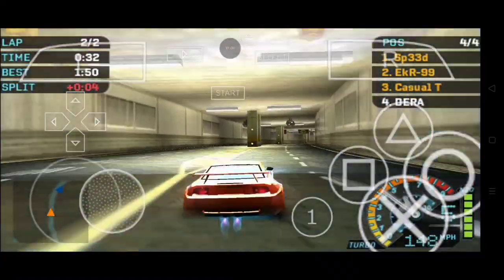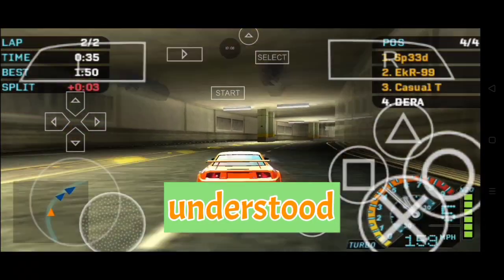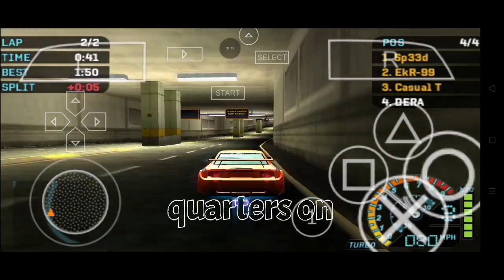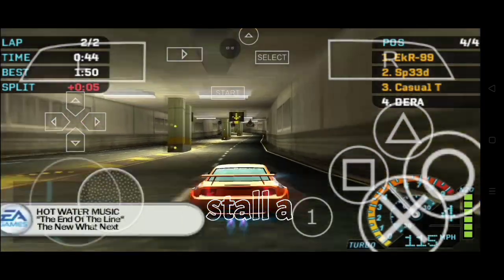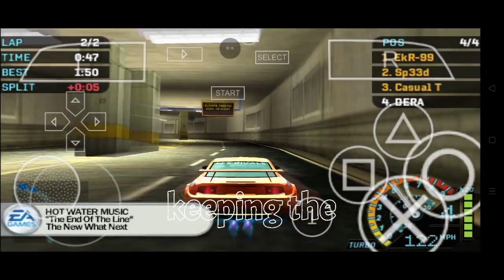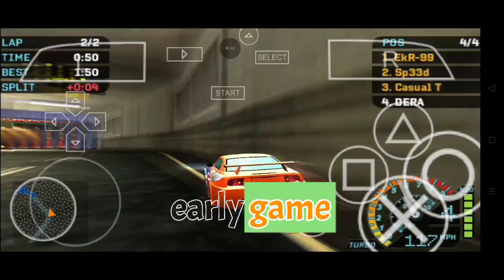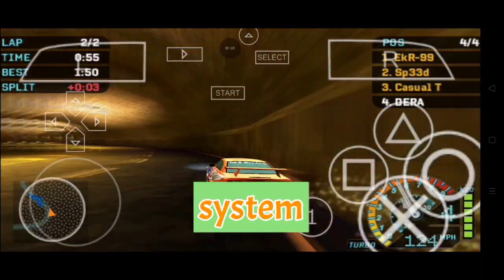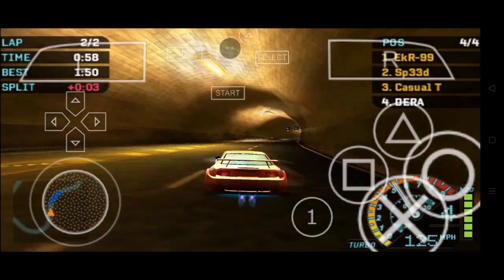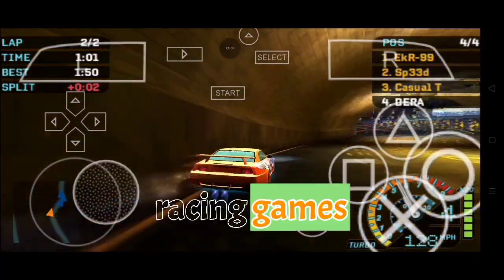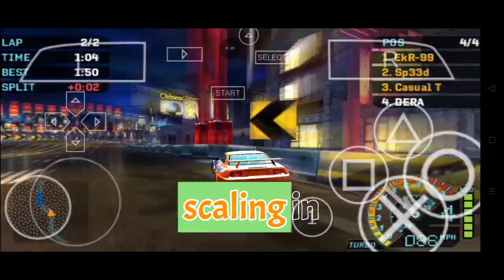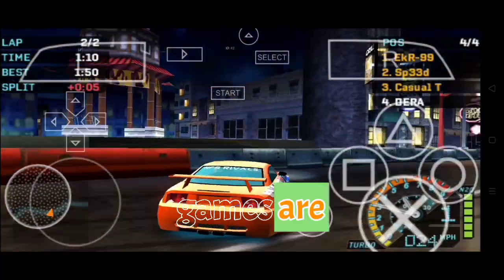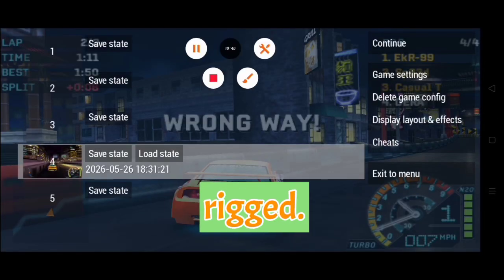The designers of these ancient board layouts perfectly understood the concept of positive and negative feedback loops. They knew exactly how to position hazardous squares on the board to stall a winning player, keeping the match highly competitive and preventing early game dominance from ruining the mechanical tension. This is the exact same balancing act system designers use today when implementing rubber banding mechanics in racing games or dynamic difficulty scaling in action titles, like we talked about in one of our videos about how modern online games are being rigged.